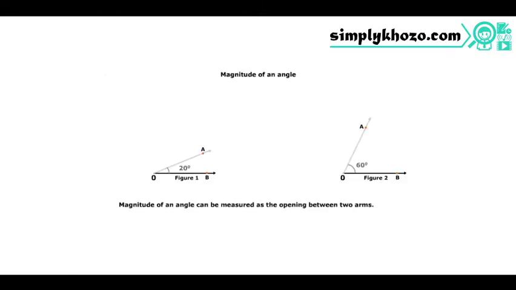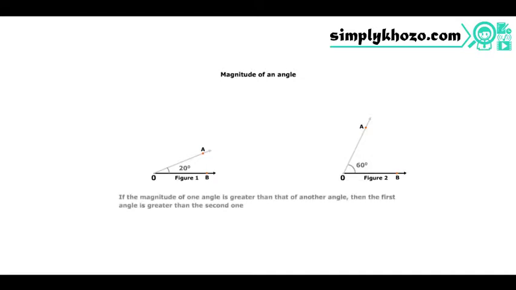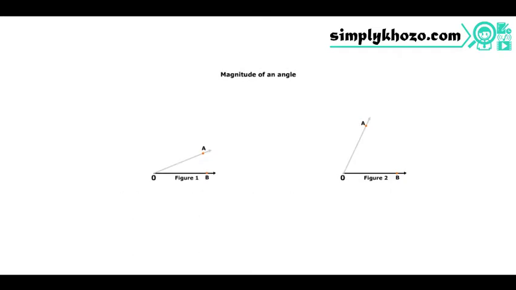The magnitude of an angle can be measured as the opening between two arms. If the magnitude of one angle is greater than that of another angle, then the first angle is greater than the second one. It is the amount of rotation through which one of the arms must be rotated about the vertex to bring it to the position of the other.